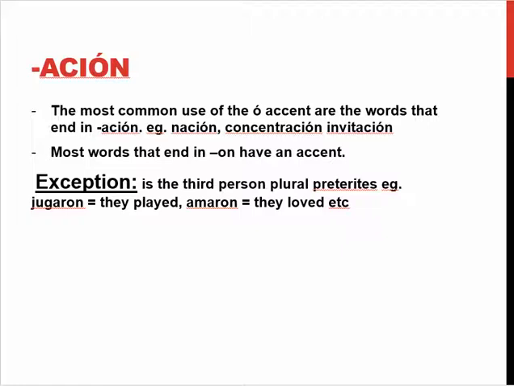The truth of the matter is that most of the words that end in ON do have an accent, but there is one huge exception to that: third person plural in the preterite. For example, jugaron, they played, or amaron, they loved, or vinieron, or dijeron, those will never have an accent mark on the O. So the third person plural in the preterite, the ellos, ellas, ustedes form, will never ever have that accent, even though they end in an ON.